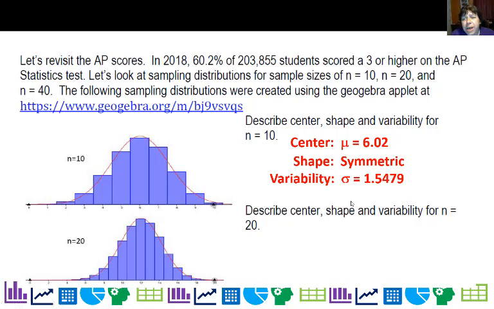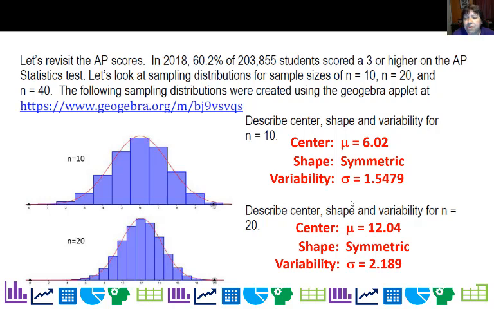Okay, so let's go ahead and double our sample size. What happens to the mean? Well, we expect twice as many people to be passing in a sample of 20 than we do in a sample of 10. The shape is even more symmetric, and the variability is going to actually be a little bit bigger. Now, you might say, wait a second, the spread looks smaller on here. Well, relatively speaking, I would agree with you, and that's an important point. But absolutely, on an absolute basis, the spread from here to here is larger than the spread from here to here. So the spread here is 2.189.